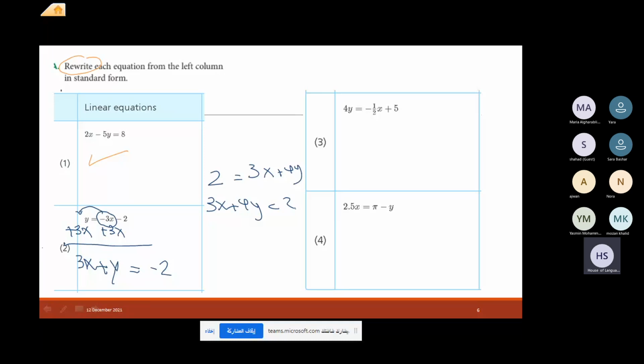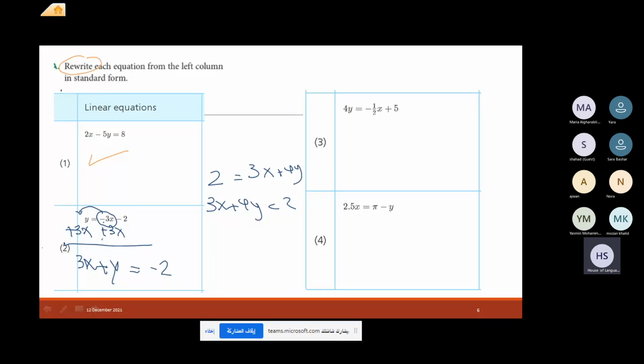Which one? This one? Here, you have to write x and y on one side, and the constant, or the answer, on the other side. But in this one here, it's not written like that. So what do you have to do? You have to move it to the left. How? If it is negative, make it positive. So it comes like y plus 3x, or 3x plus y equals negative. Move it to the other side.